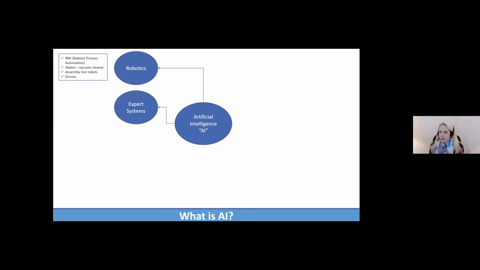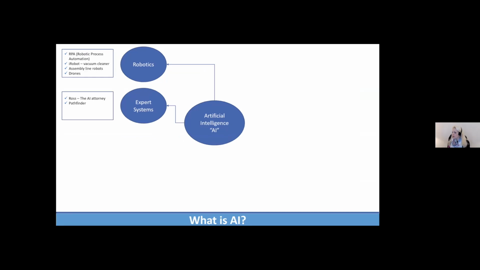Another system of AI is expert systems. That's where they're becoming that human expert or solving those complex problems by reasoning through bodies of knowledge. So they need data to learn how to do that. They're self-learning. Two big examples of that are Ross, the AI attorney, if you look that up, and the other one in the medical field is Pathfinder.